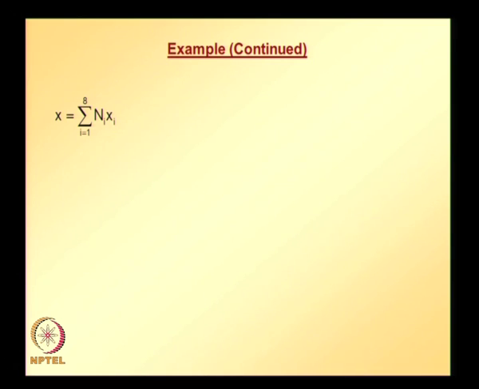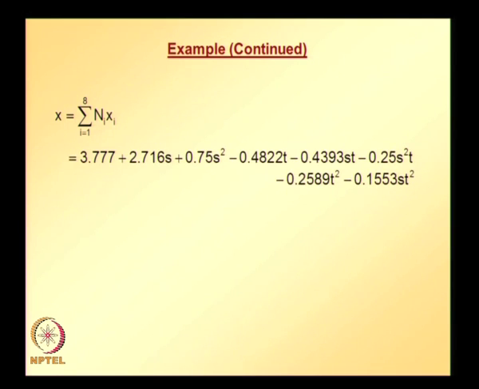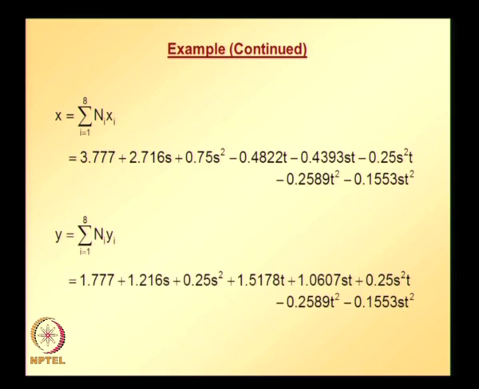x is equal to sigma Ni xi, i goes from 1 to 8, and substituting N1 to N8, x1 to x8, and simplifying we get this expression. Similarly, y in terms of s and t. So, we got x in terms of s and t, y in terms of s and t.